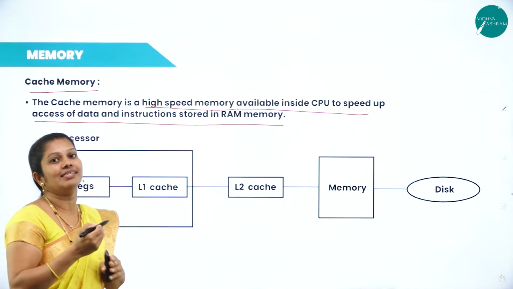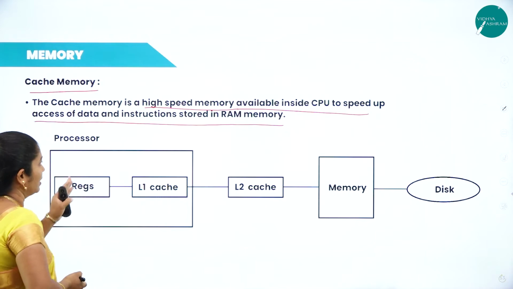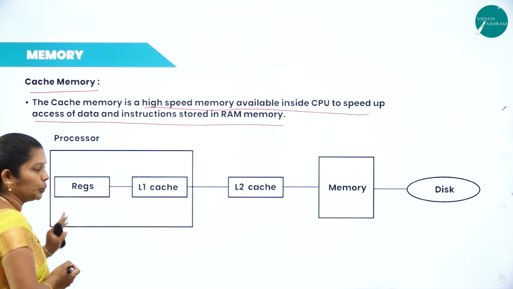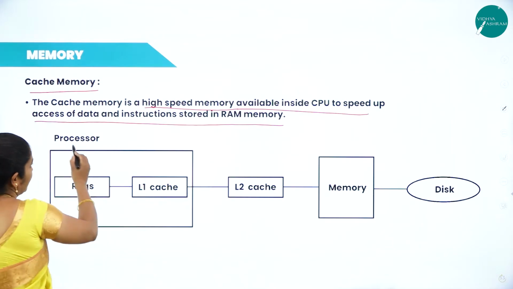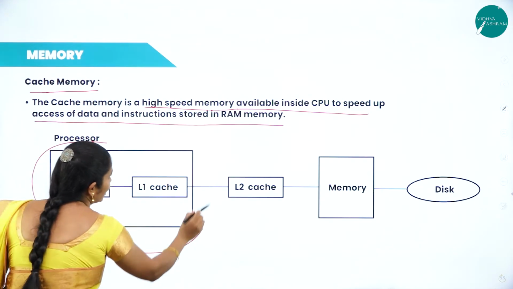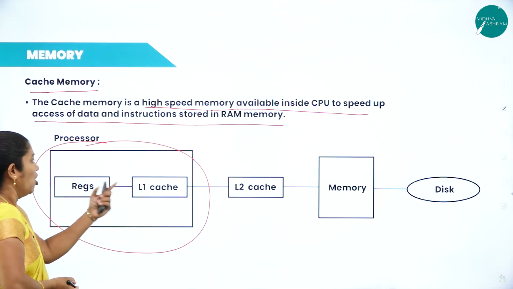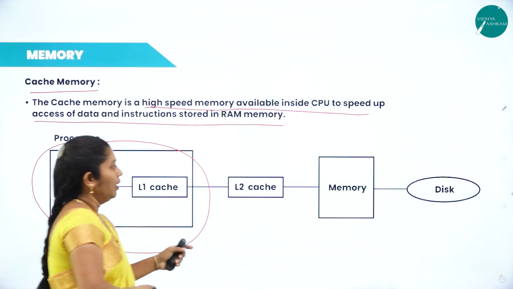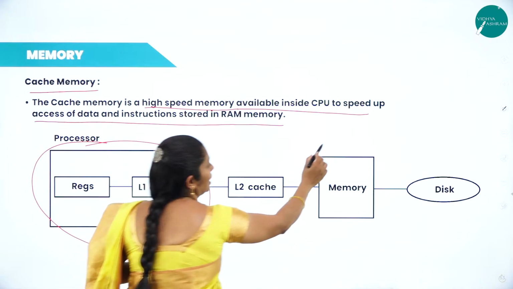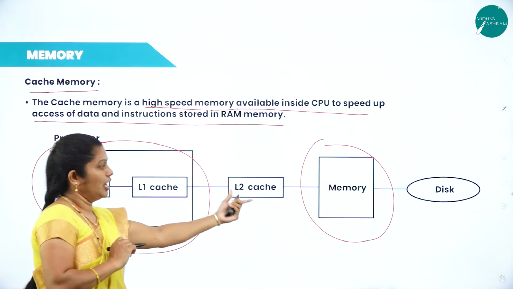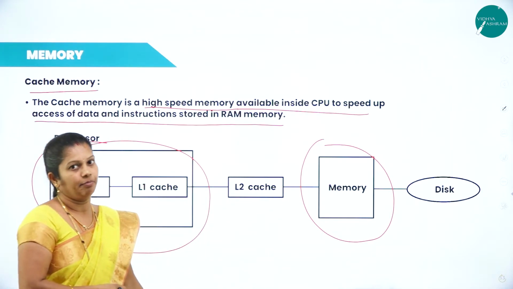It will store the recent data which we recently used. For example, when we come to cache, there are two types of cache, L1 cache as well as L2 cache. The L1 cache is present inside the processor only. On that we have registers also. But the L2 cache is present in between the processor and the main memory.